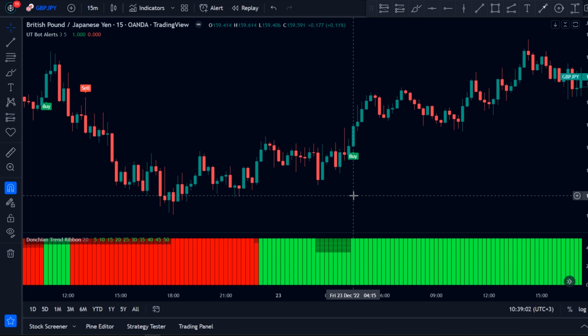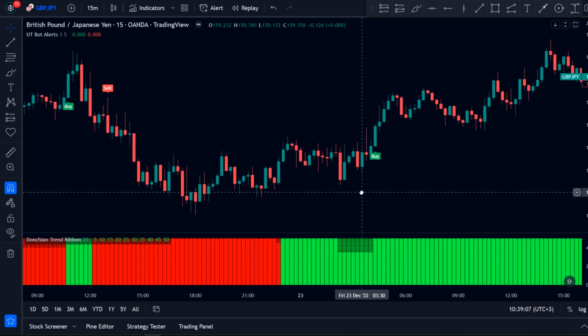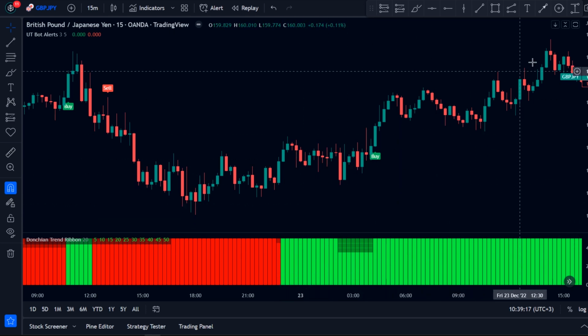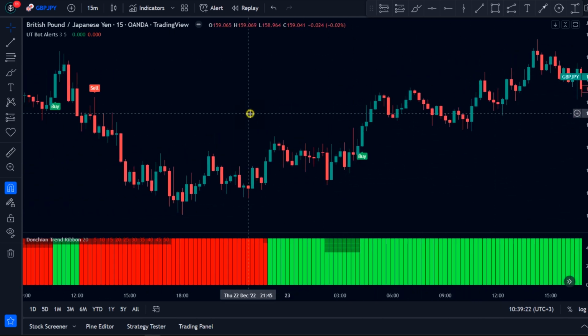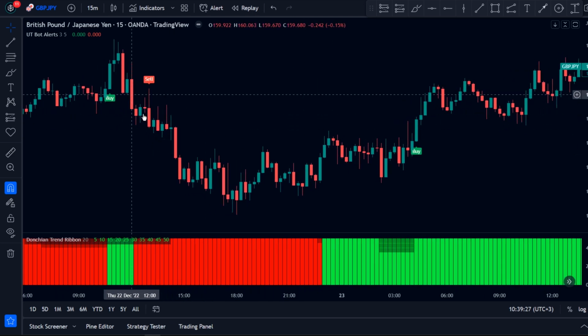Now this indicator will be our short-term trend identifier. When it's green, we only take long trades because the market would be in a short-term bullish trend. The opposite is true for when it's red, meaning that we will only take short trades because the market would be in a short-term bearish trend.